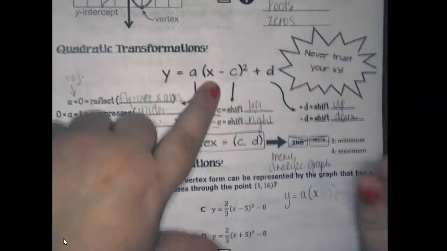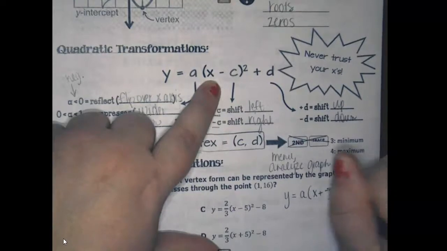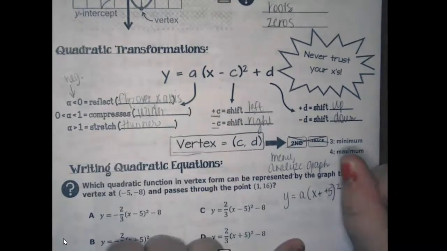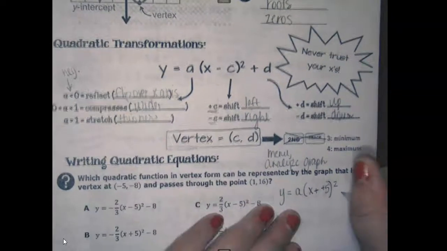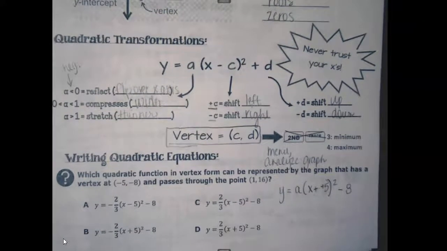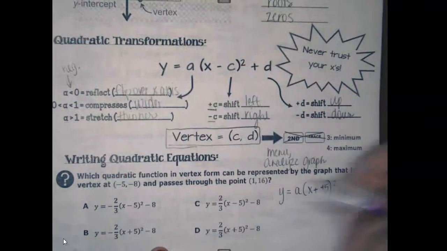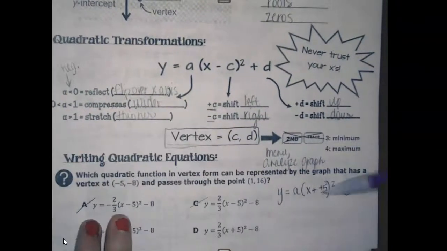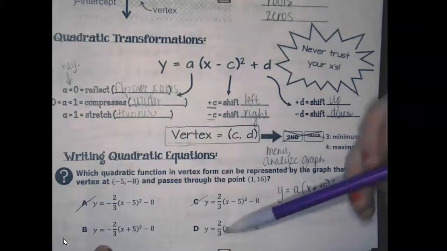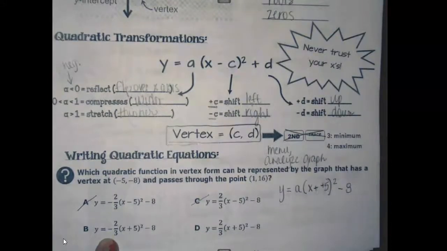Let me write it that way, because my formula is x minus, I'm going to do x minus -5. That's where I get my plus 5 from. Squared. And then my D is -8, so -8. Okay, that's great. So that helps me a little bit. I can already eliminate C and A because they both don't have this setup correct. So now I need to know, is it going to be opening downward or upward?